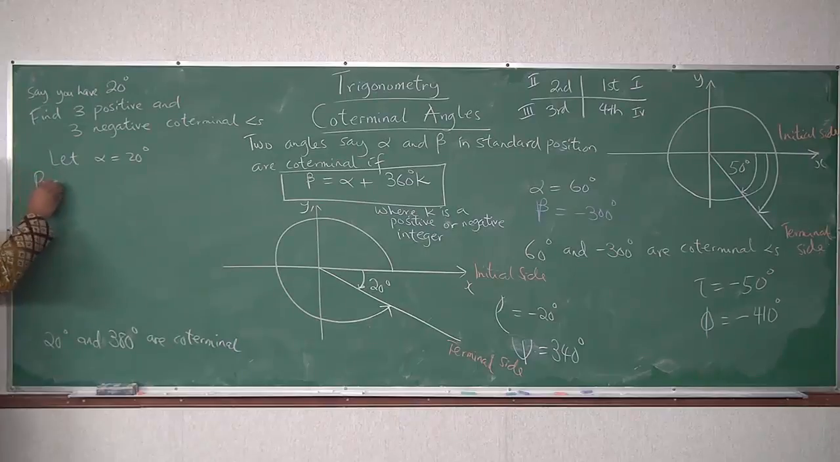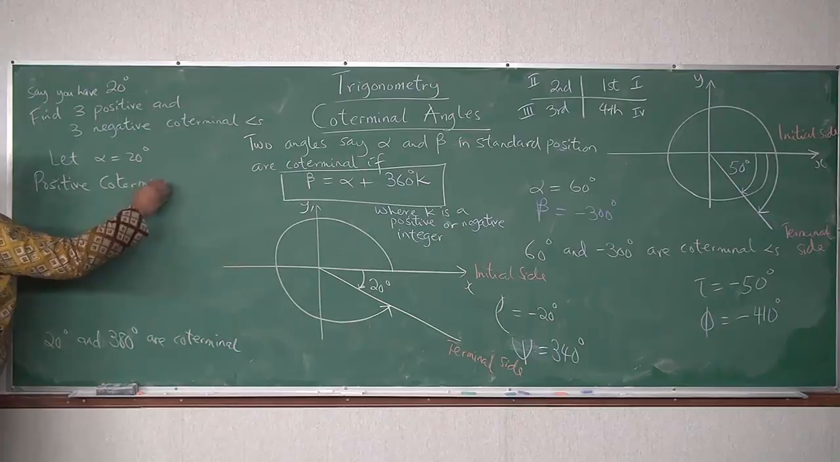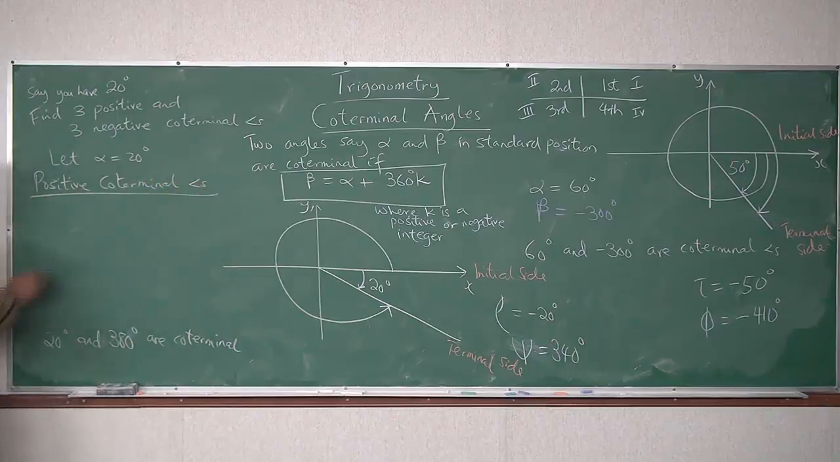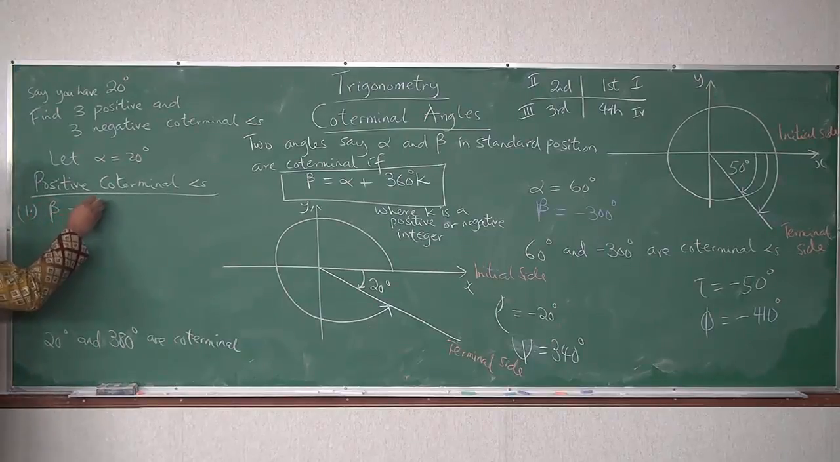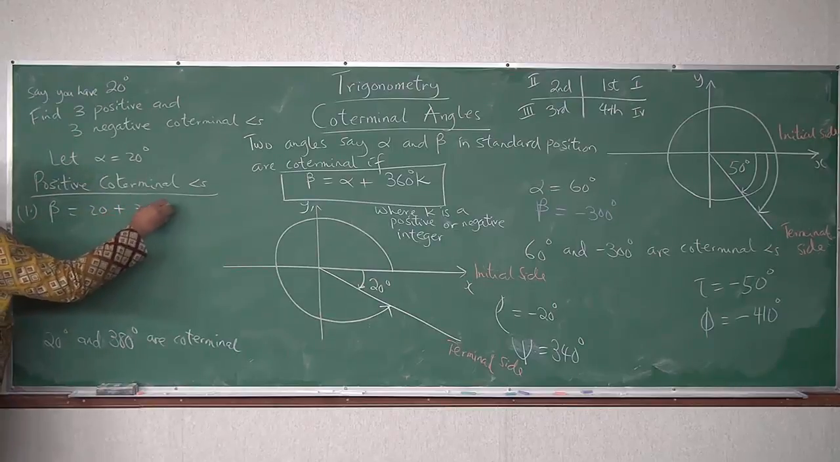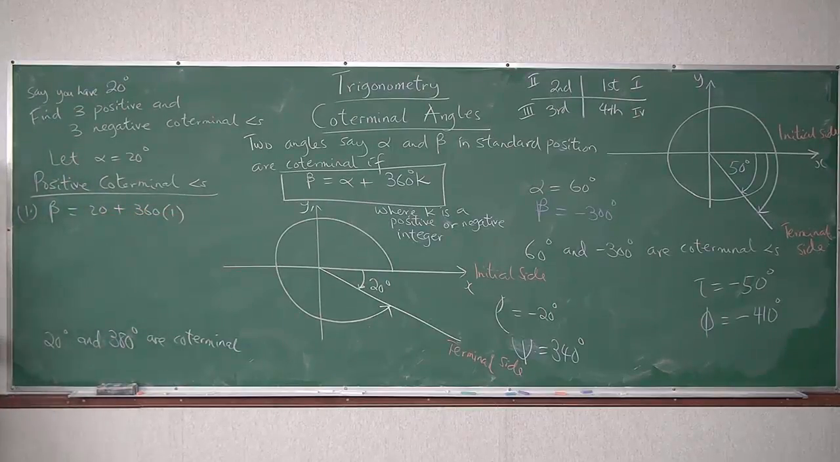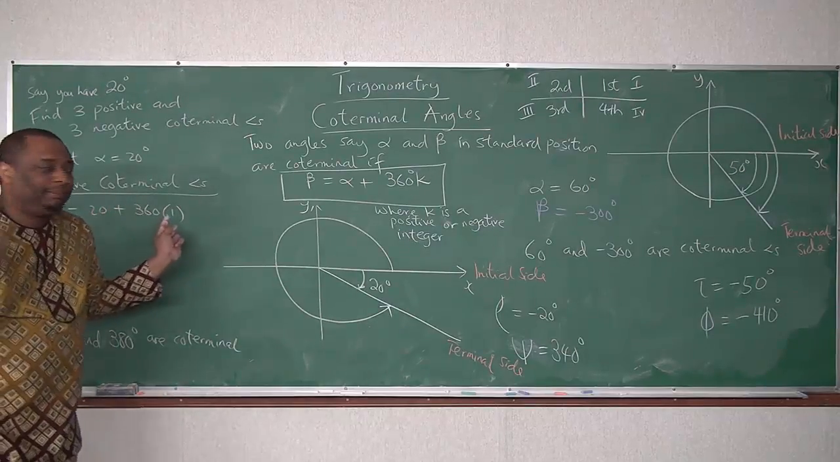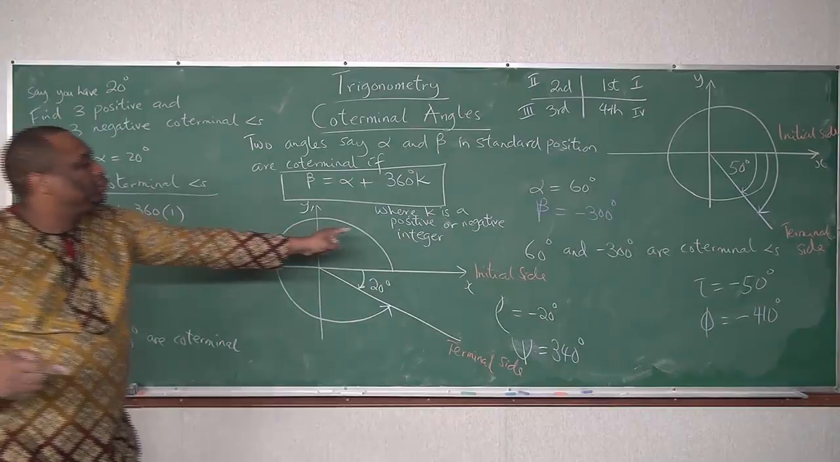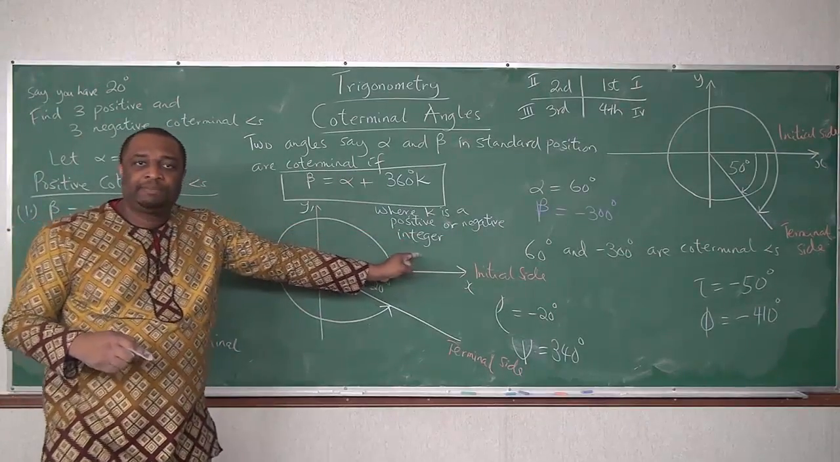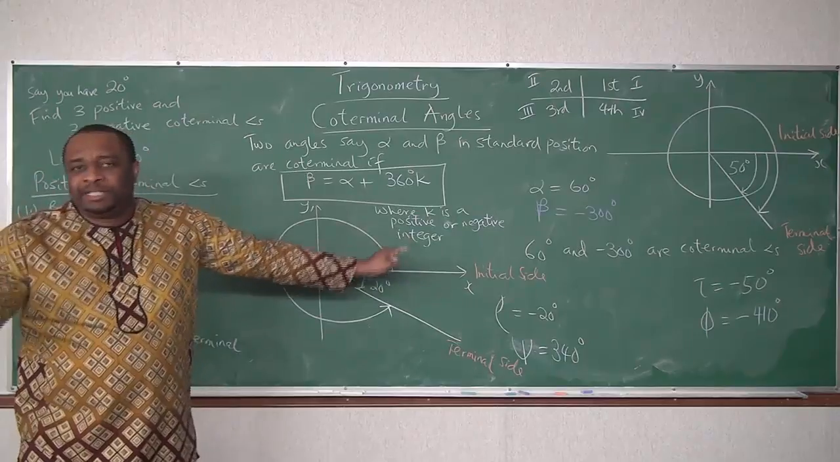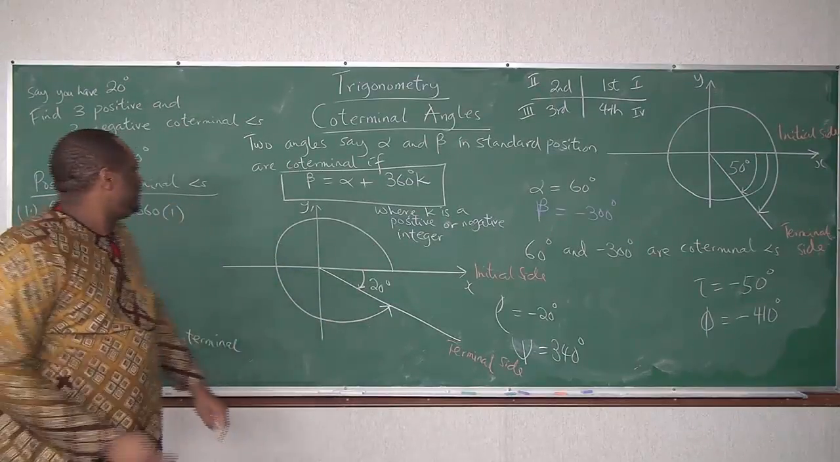Okay, let's find the positive coterminal angles first. So first, beta will be alpha, in this case 20, plus 360 times, in this case, let k be 1. Because like I said, if you want to find the positive coterminal angles, you use k as positive integers. If you want to find negative coterminal angles, you use k as negative integers.